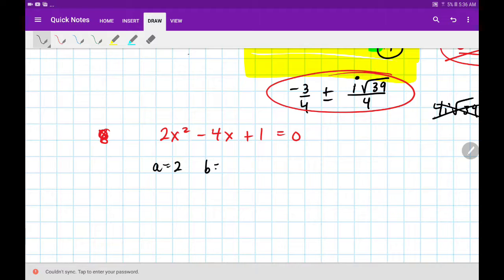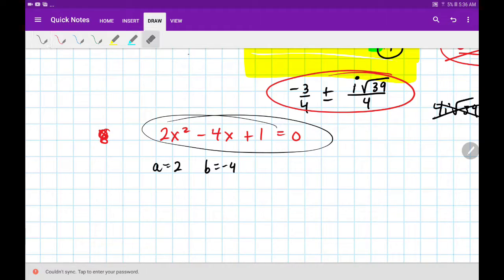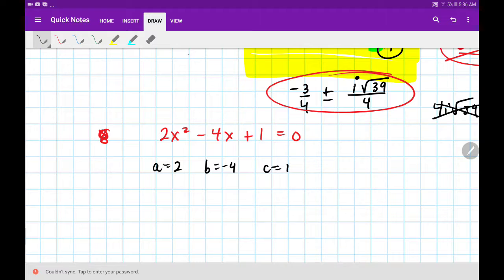Okay, so I hope that you gave it a shot. I'm going to label my a, b, c because I notice I can't pull anything out. There's nothing that I can pull out from 2, 4, and 1. So a equals 2, b equals negative 4, c equals 1. All right, here's my formula.